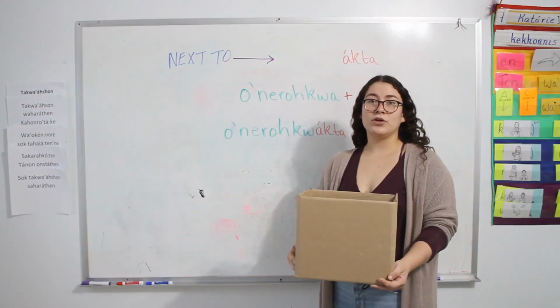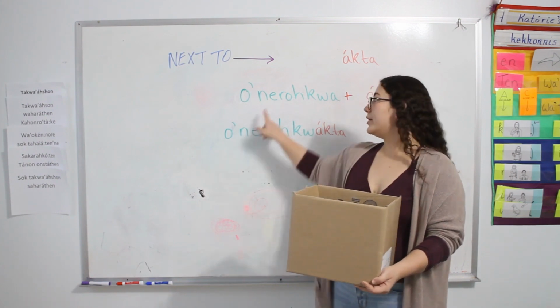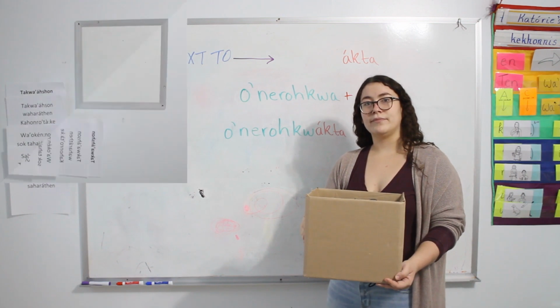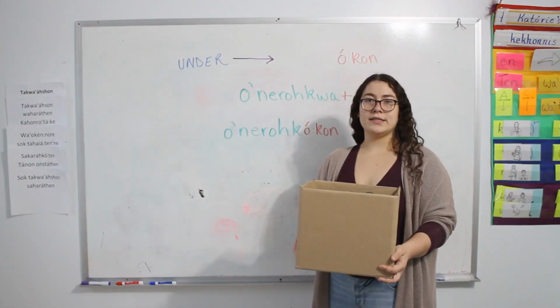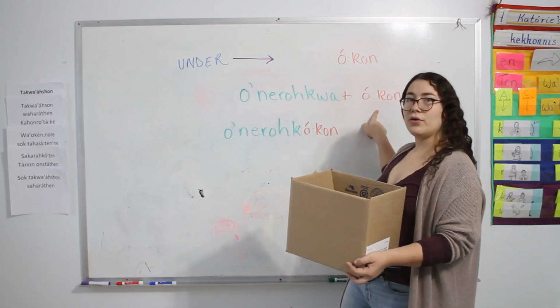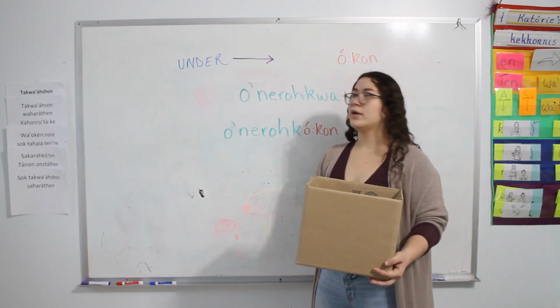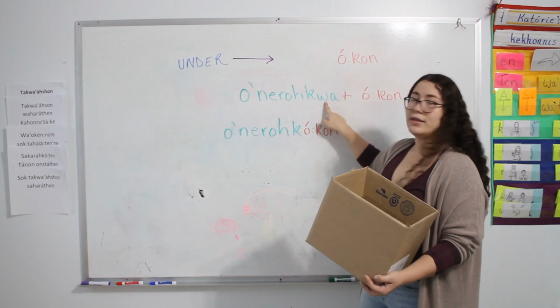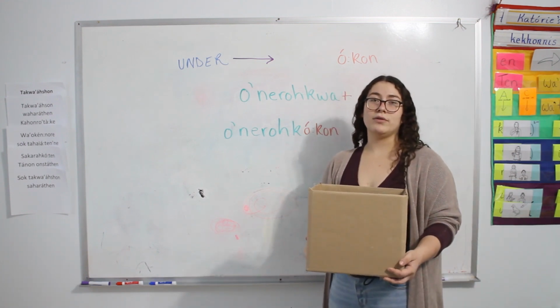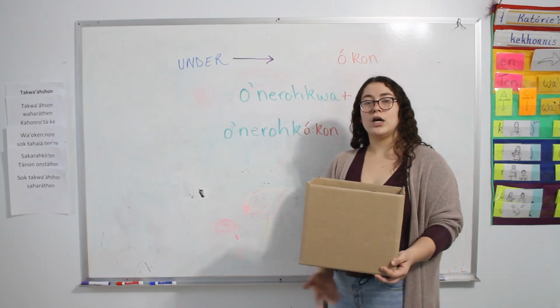Next to the box is otnerokwakta. Otnerokwa, dano akta, otnerokwakta. And for under the box, you would say otnerokgogu. Otnerokwa and ogu, otnerokgogu. For over here, we take away the W because in our dialect, we don't have the KWO sound. So, otnerokgogu, under the box.